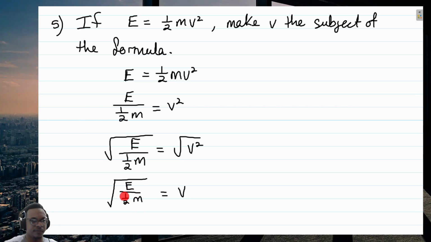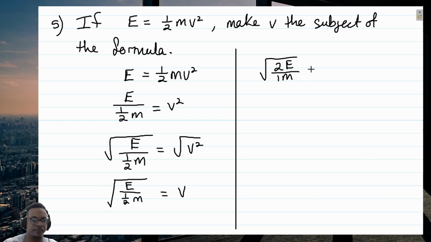Now I can simplify this answer further by bringing this 2 on top, so I'll have 2E, and the 1 will remain below with the m, and 1m is the same as m. So I'll have the square root of 2E over 1m is equal to V. And 1m is the same as m, so that will be the square root of 2E divided by m is equal to V. And that's your answer.